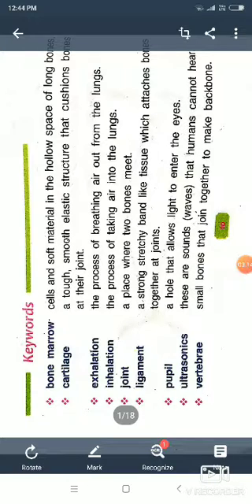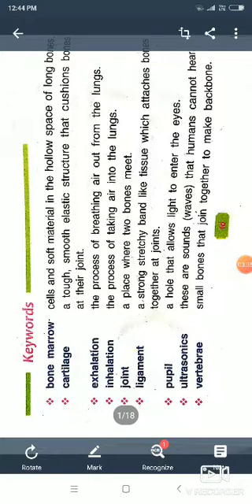Okay, now come to the joint. The spelling is J-O-I-N-T, joint. So what is the definition of joint? A place where two bones meet is called joint. Okay, it is a place, so you will write: a place where two bones meet is called joint.